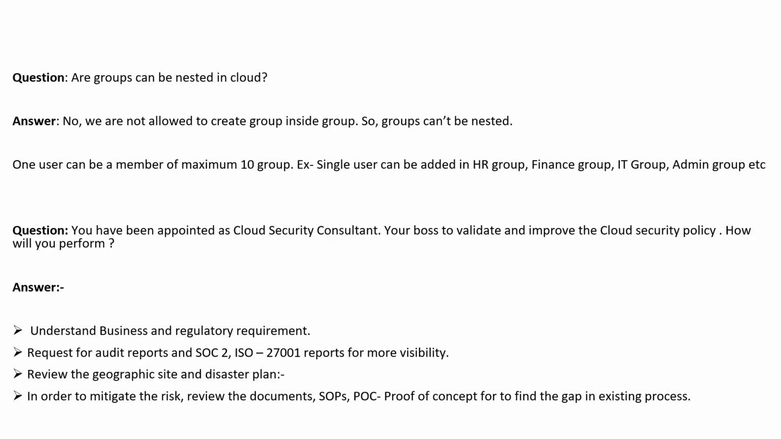Yes. This is a bit of a technical question. Can groups be nested in a cloud? No, we are not allowed to create a group inside a group, so these can't be nested. Guys, what does nested mean? Nested means being allowed to create a group inside a group and so on, like a kind of cascading one. So if we talk about a particular group, guys, the cloud does not allow us to create a group inside a group, right?